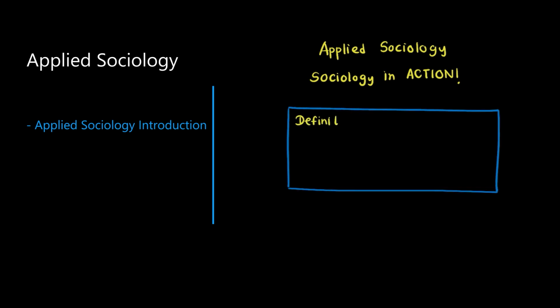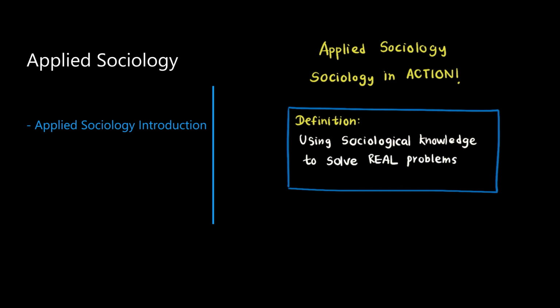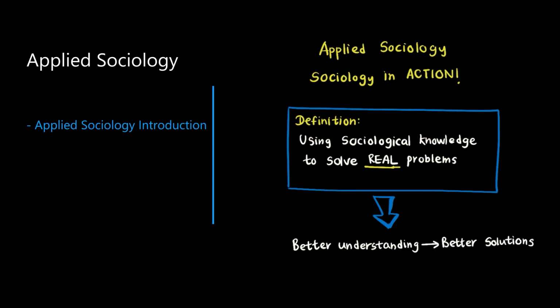Now let's talk about how sociology is actually used in the real world. This is important not just for understanding the field, but also for seeing why sociology matters. Applied sociology is the use of sociological knowledge with the intent of yielding practical applications to solve problems we face in society. This is sociology in action.